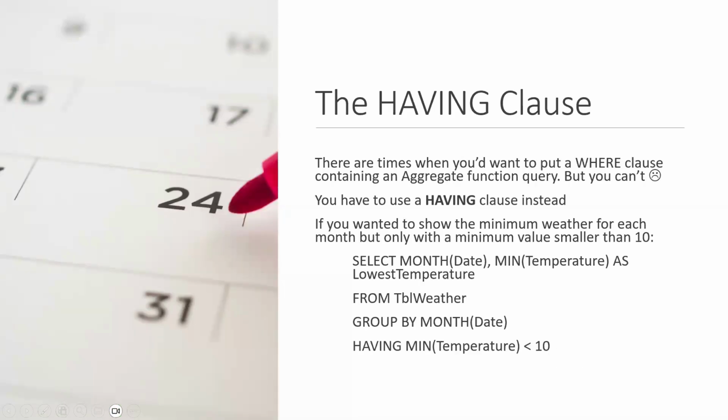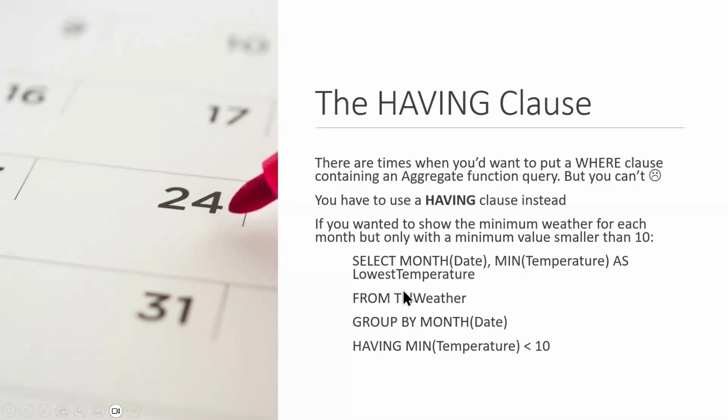The other extra thing you can add to a group by function is a having clause. So there are times where you'd want to put a where clause that says something about the aggregate function query, but you can't do a where clause on a group by. You have to use having. Now the having says something about the results that you were already getting.